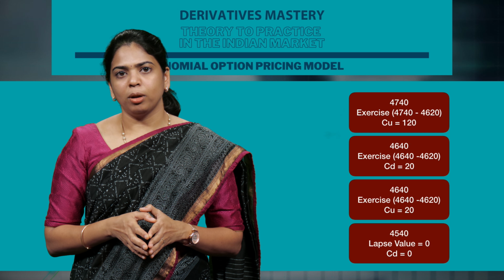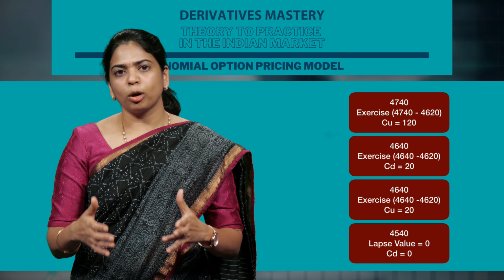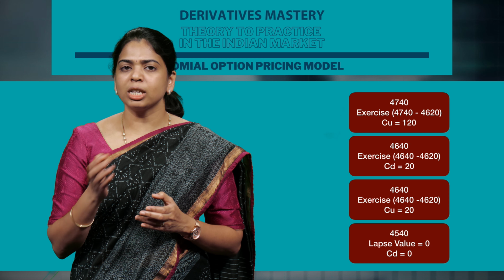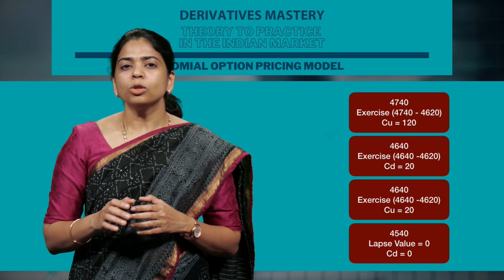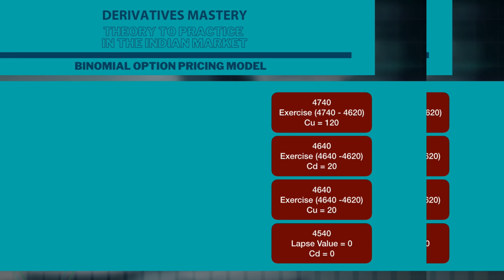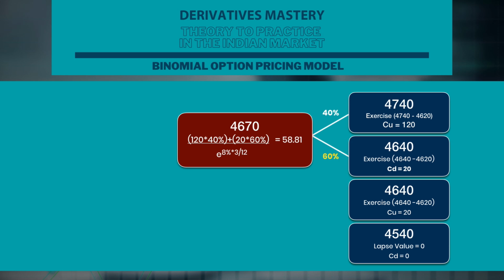Unlike the previous problem, here they have directly given the probabilities of price going up and down as 40% and 60%. So we don't have to find them again. So that is 120 into 40% plus 20 into 60%, divided by e to the power 8% into 3 by 12, which gives us 58.81. So the weighted average of these two payoffs is calculated and its present value is computed.